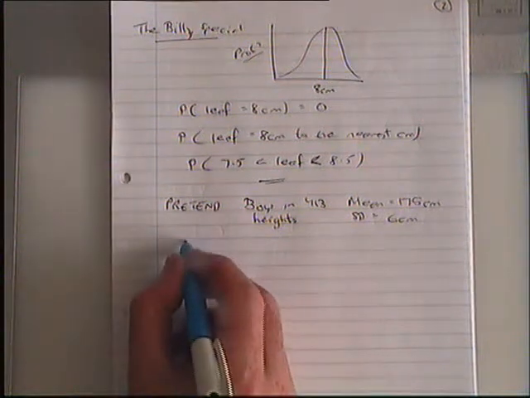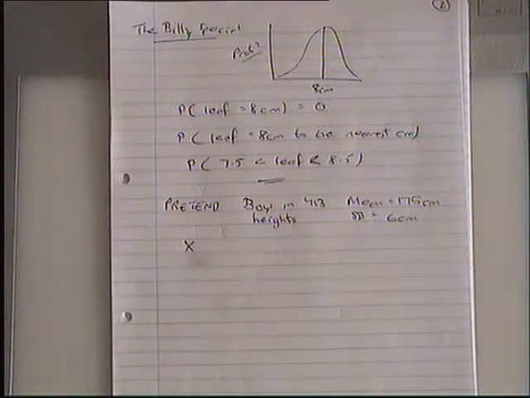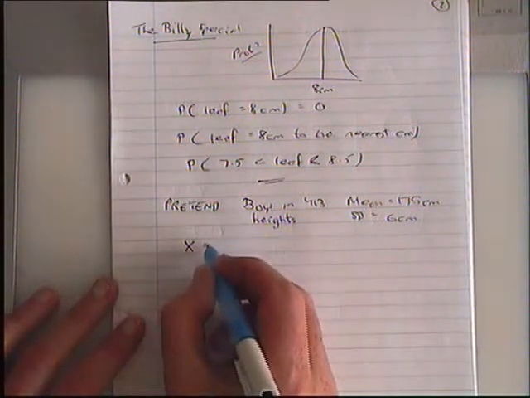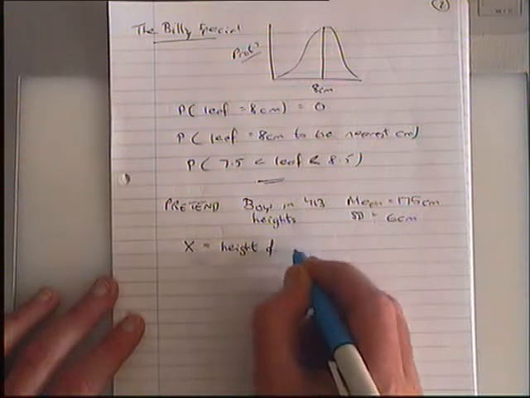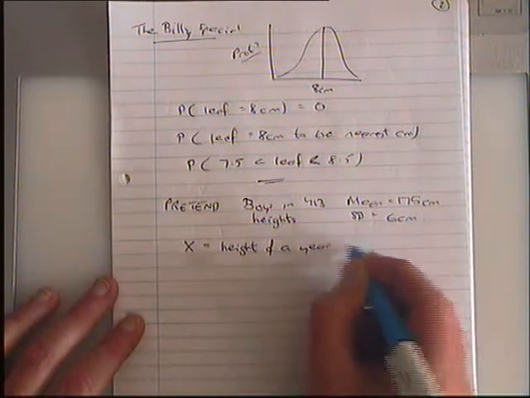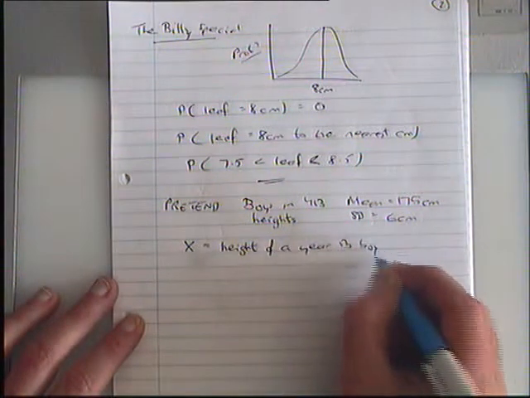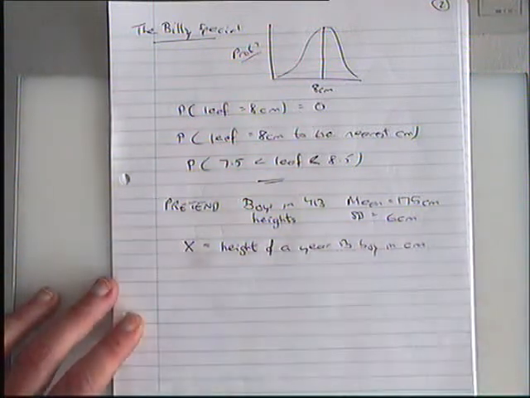So we start off with a capital letter to define our variable. This should ring bells to what we did in the binomial distribution and the Poisson distribution. Capital letter to define our variable, and here X will be the height of a year 13 boy in centimetres.